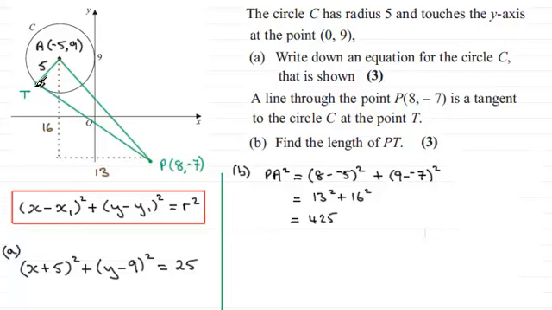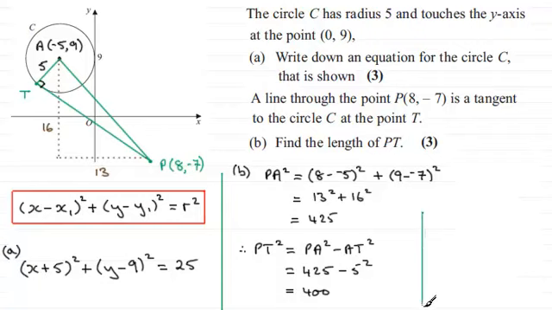Now all we need is PT. We can work off this triangle, PAT. PT squared, the shorter side squared, is equal to the hypotenuse squared, PA squared, minus AT squared. PA squared is 425, minus the radius squared, which is 5 squared, so 425 minus 25 is 400. To get PT, PT equals the square root of 400. We need the positive value because it's a length, and that is exactly 20 units. Just put 20 units for the length.